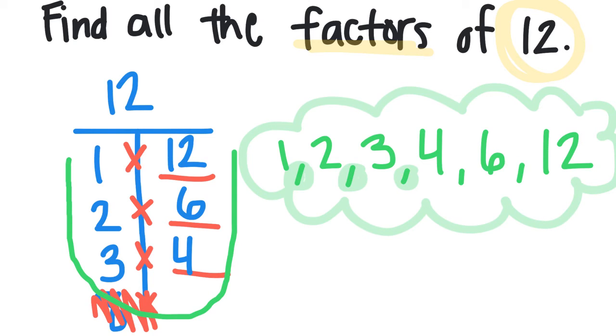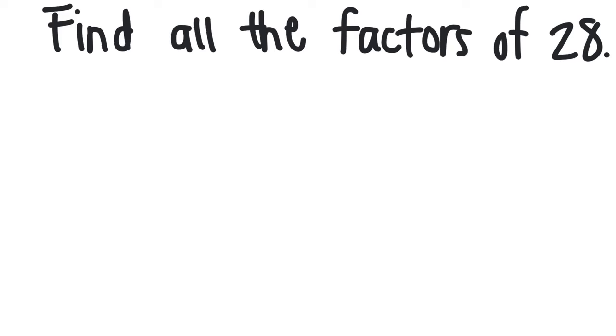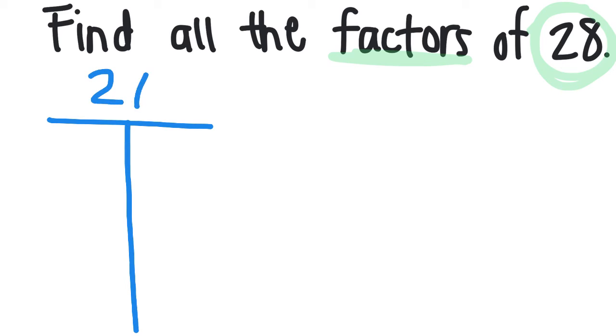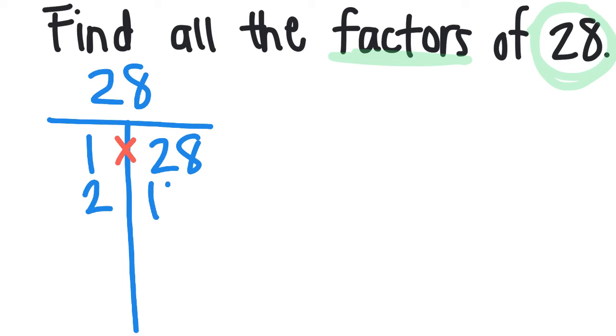Let's do one more example. Okay, now I'm being asked to find all the factors of 28. So again, I'm going to start with my little T-chart, and I'll write 28 at the top, and I'm always going to start with 1. 1 times what equals 28? 1 times 28 equals 28. And then I'll move on to my 2. 2 times 14 equals 28. And then after 2, I will go to 3.